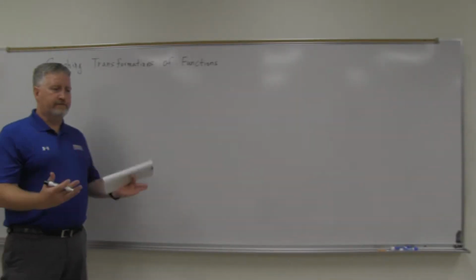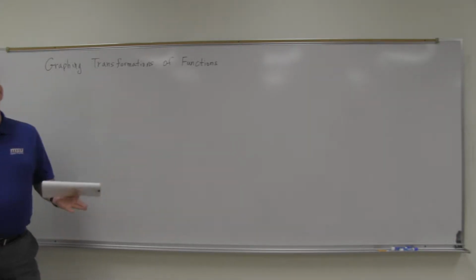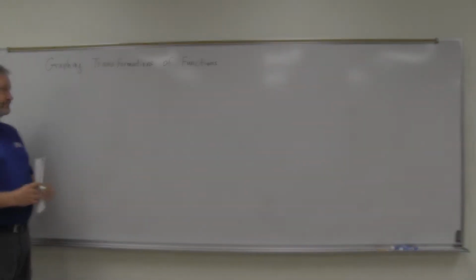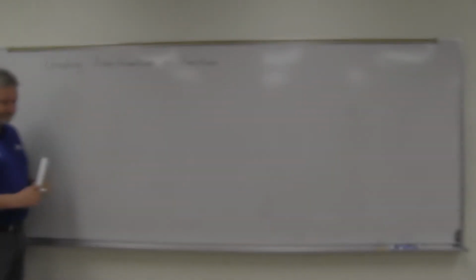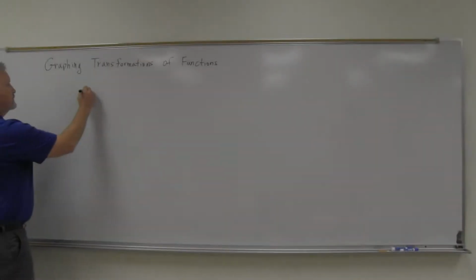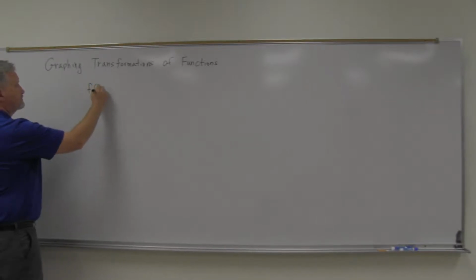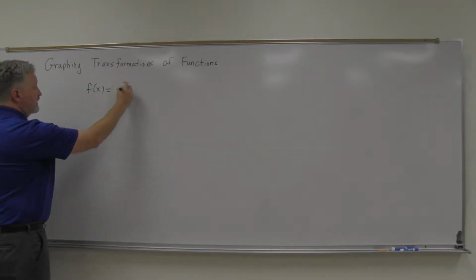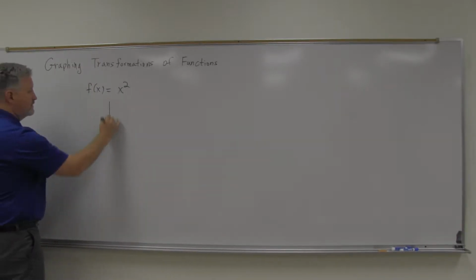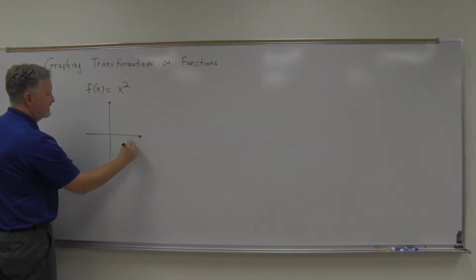And we're going to use the functions that we talked about last time, those common functions, the squaring function, the absolute value function, and those functions that we talked about when we're doing these transformations. So let's talk about one here. We've got f of x equals x squared, and we do know, hopefully, what that looks like now.